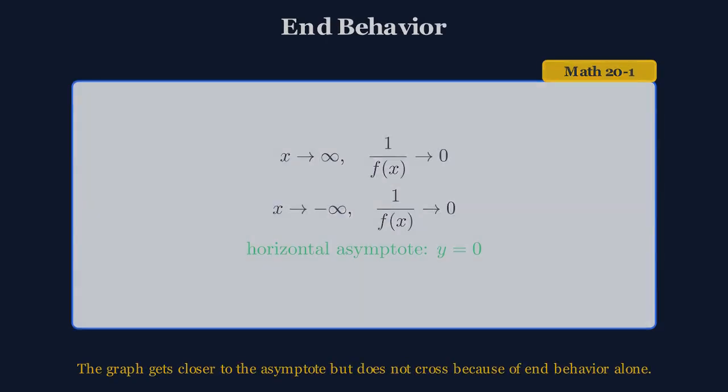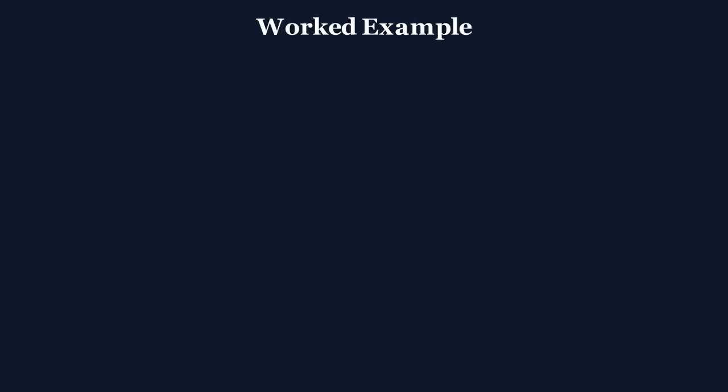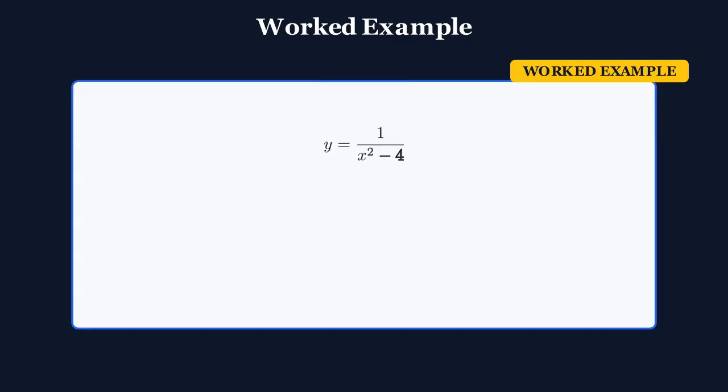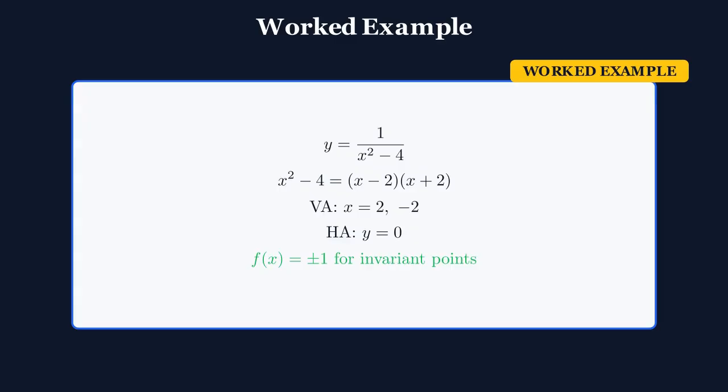Sketch y equals 1 over x squared minus 4. First factor the denominator as x minus 2 times x plus 2. The vertical asymptotes are x equals 2 and x equals -2. The horizontal asymptote is y equals 0. Invariant points occur when x squared minus 4 equals 1 or -1.